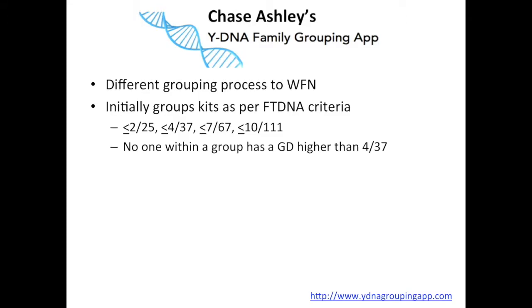So it's a very, very tight group. Then what they do is, no one within the group has a genetic distance from every other member in that group higher than 4 out of 37. So a very, very tight group.